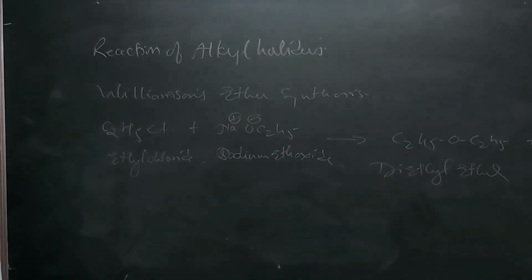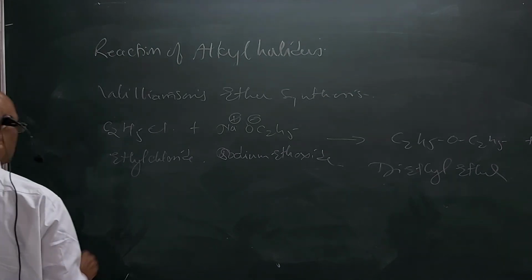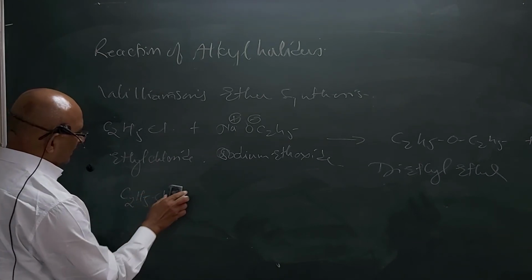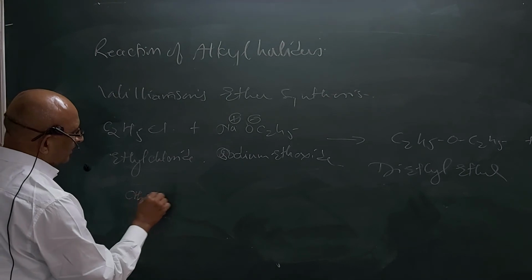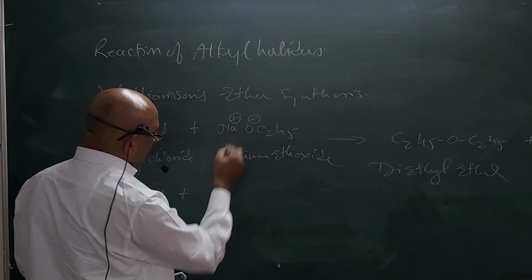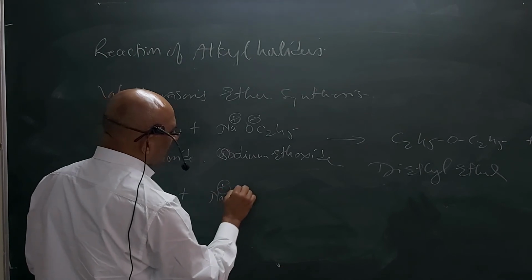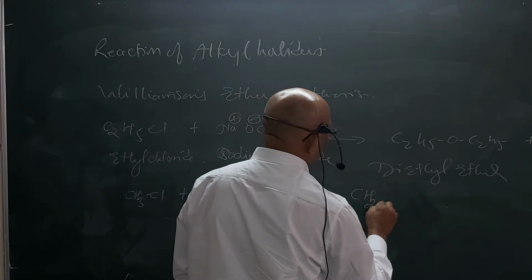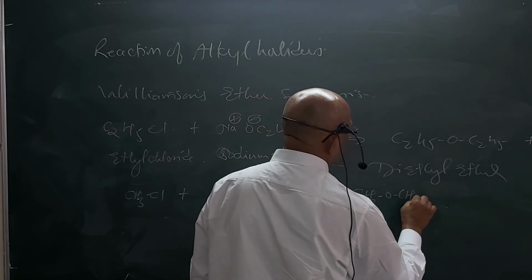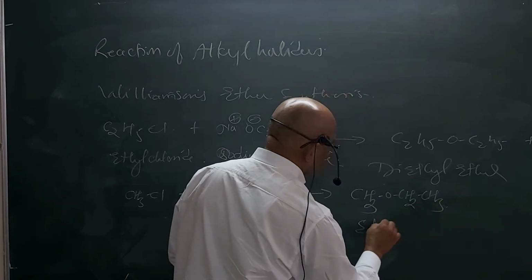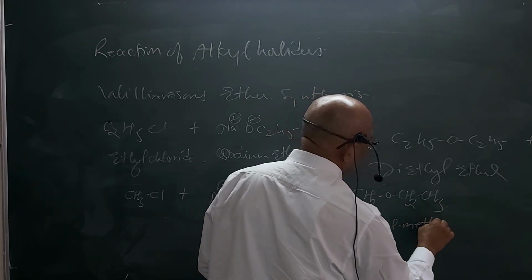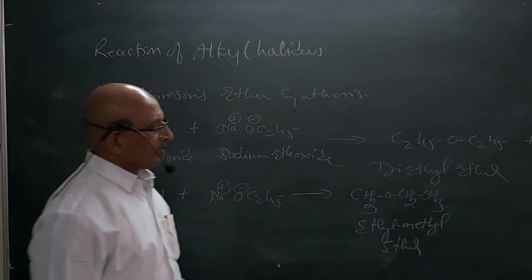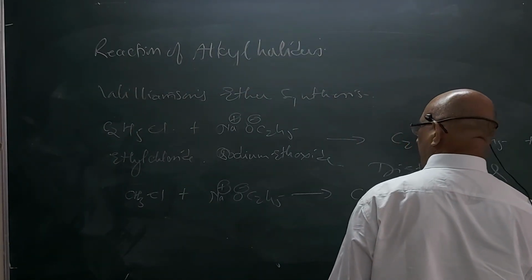In the same way we can prepare asymmetrical ethers also. Here CH3Cl, methyl chloride, with sodium ethoxide, the same molecule, Na plus O minus C2H5, gives you the formation of ethyl methyl ether. This is your ethyl methyl ether, which is an asymmetrical ether.